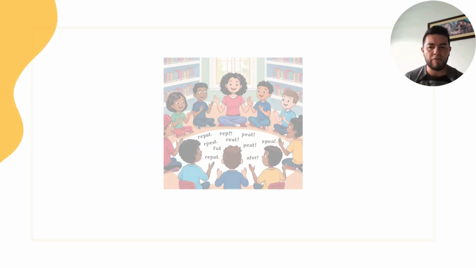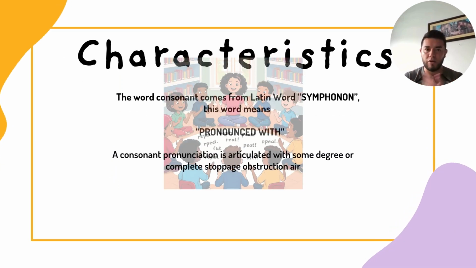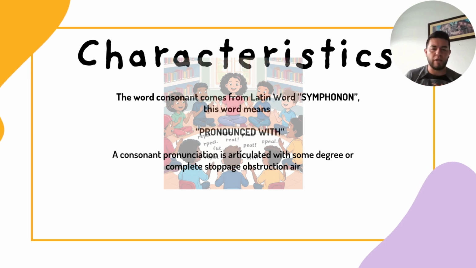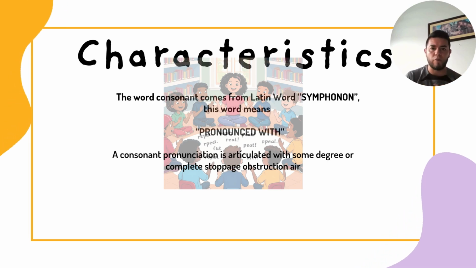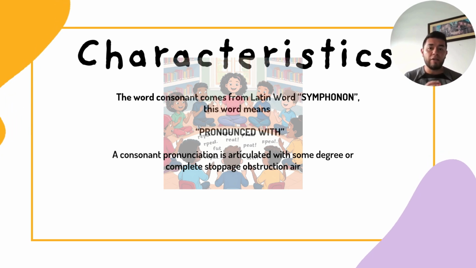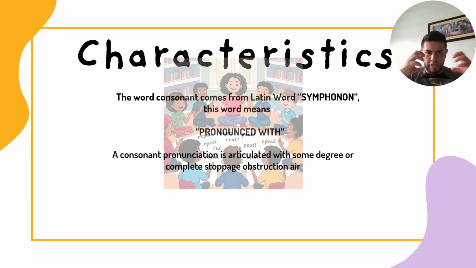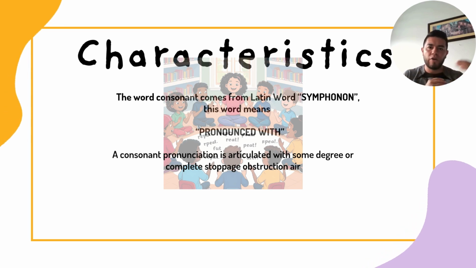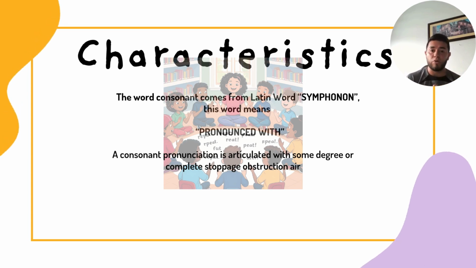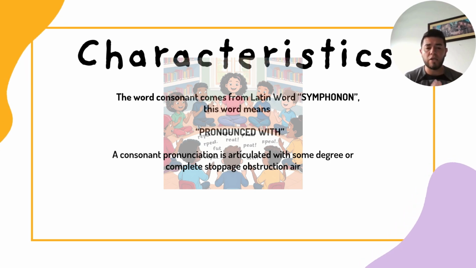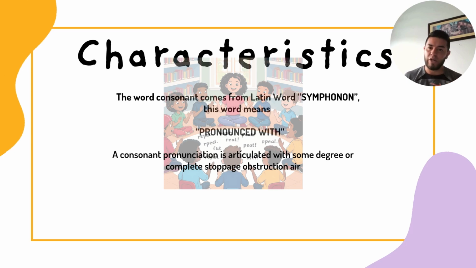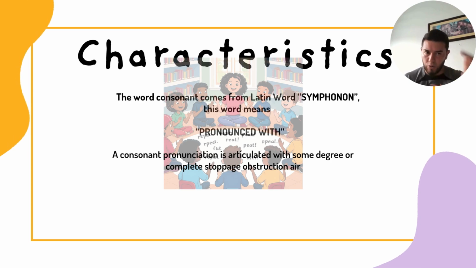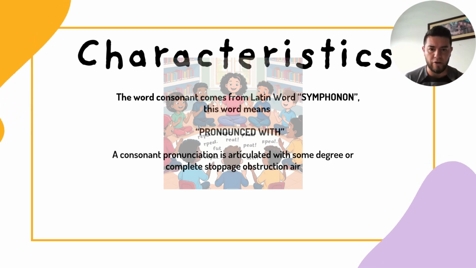Let's first explain some important characteristics about the consonants. Actually, the word comes from Latin words, sine phonon, which means pronounced with. That means we have to pronounce it together with another sound. A consonant pronunciation is articulated with some degree or complete stoppage or obstruction of air. I will explain further here.